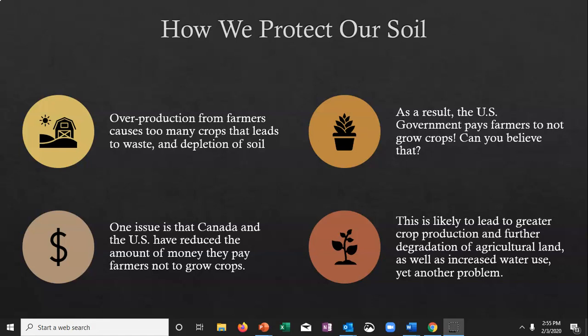But an issue that's come about is that Canada and the United States have reduced the money that they pay farmers to not grow anything. These are subsidies. And so one of the issues is that farmers are saying, well, if I can make more money growing things and selling them, I'm going to do that as opposed to taking your subsidies for not growing crops. So there's a lot of different ways we try to protect our soil, and basically overuse is a major issue we're trying to solve.